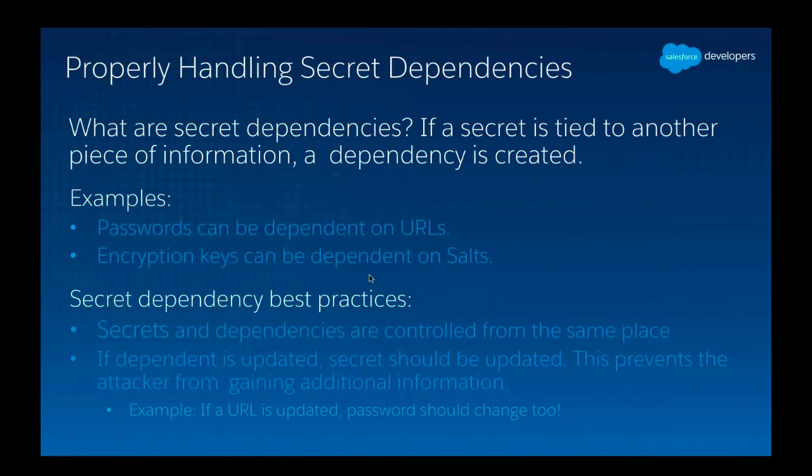Properly handling secret dependencies. If there are dependencies on the secret, like there is a secret and a corresponding URL, then when the user changes the URL, the secret should also be changed. The user shouldn't be only changing the URL while the secret is still there, because then the secret will be sent to a new URL. I'm going to show you in the demo what I mean by that. But when there are secret dependencies like a password and a URL, both should be changed simultaneously, and the user shouldn't be able to change just one of those two.